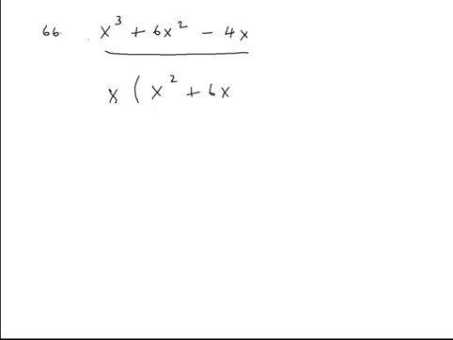Now down to an x. X from the negative 4x minus 4. If you have a trinomial, you must have a trinomial here.